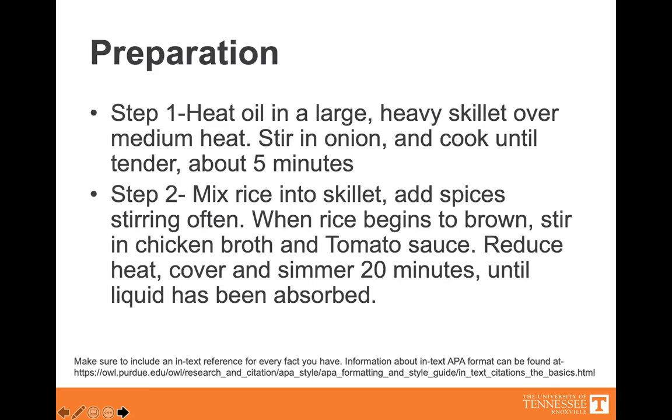Our preparation, how we made the Spanish rice. So first we heated some oil and some spices, some seasoning, in a large pot. Let that rest for about 5 minutes. In step 2, we added the rice into the skillet, added our spices, added our chicken, and we let that begin to cook. And once that cooked, we added the chicken broth and tomato sauce, which is really what turns your dish into Spanish rice. And we let that cook for 20-ish minutes.